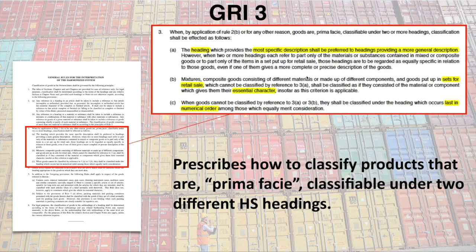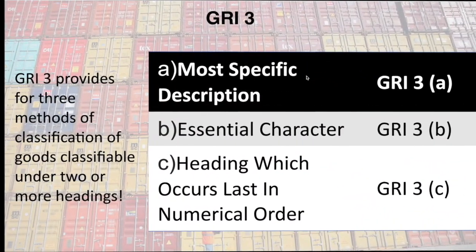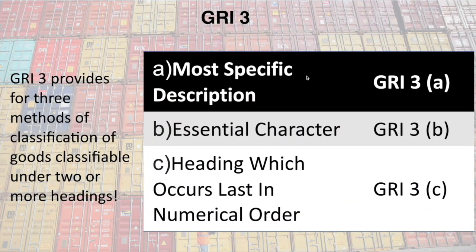Then, in summary, Rule 3 proposes 3 methods to resolve merchandise classification for cases which, at first glance or prima facie, have classification options in 2 or more headings. And this principle has to be applied in a strict order: the most specific heading, GRI 3A; the essential character, GRI 3B; and the last heading in numerical order, GRI 3C, in this order.